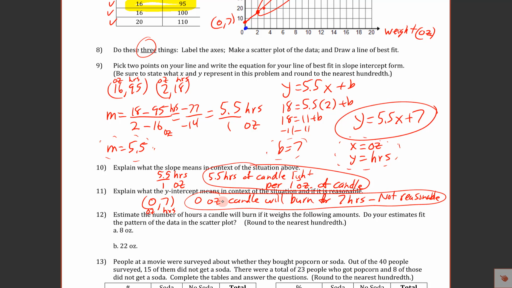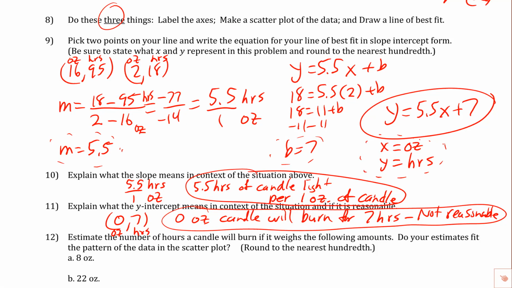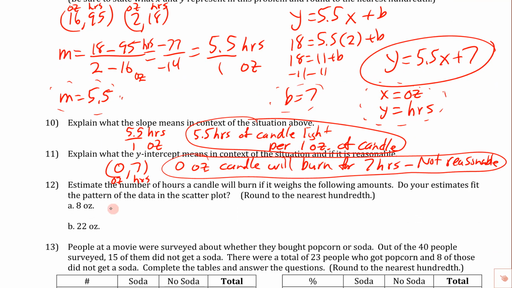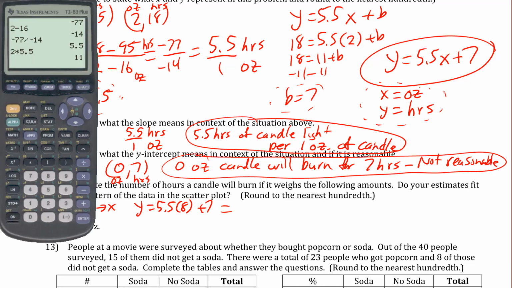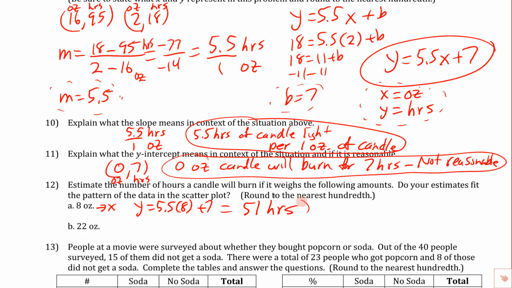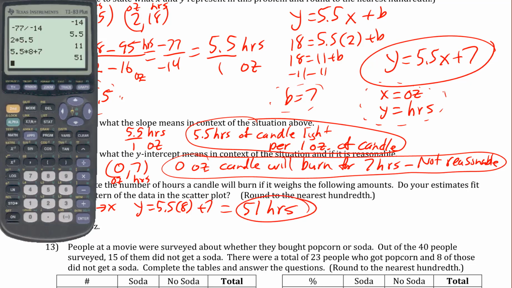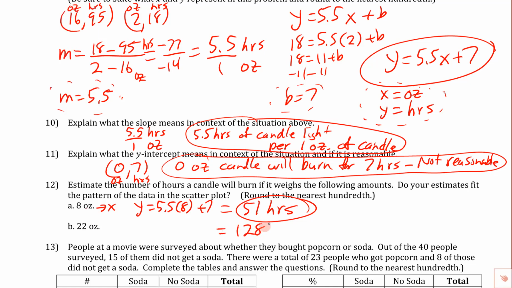Estimate the number of hours a candle will burn if it weighs the following amounts. And then it says, do your estimates seem reasonable? Let's check and see what happens here. We've got an 8-ounce candle. That is the X that we can give it. X is ounces. So Y equals 5.5 times 8 plus 7, and let's see what the calculator spits out. 5.5 times 8 plus 7 is equal to 51, so that would be 51 hours. I'll circle that, and then let's do a 22-ounce one. That's going to be 5.5 times 22 plus 7, and we end up with 128 hours.